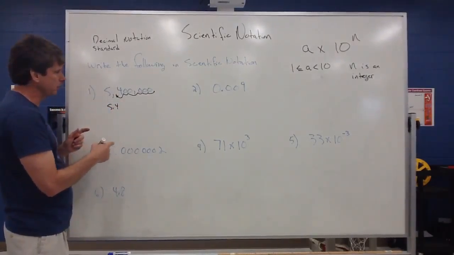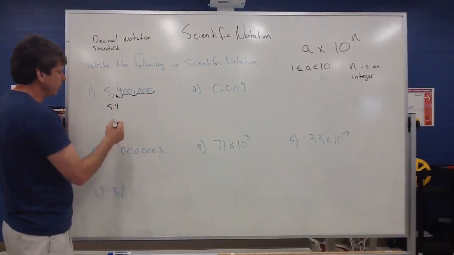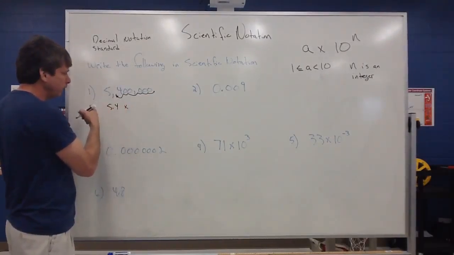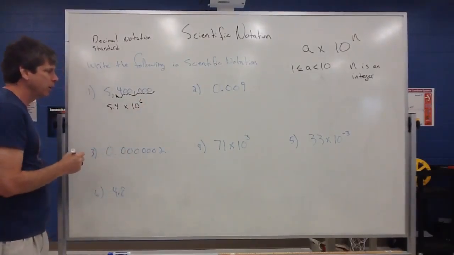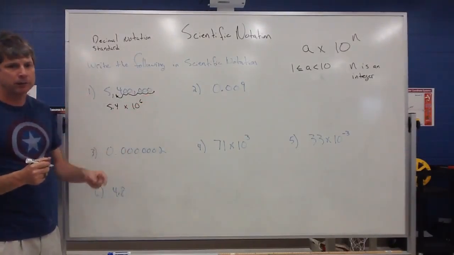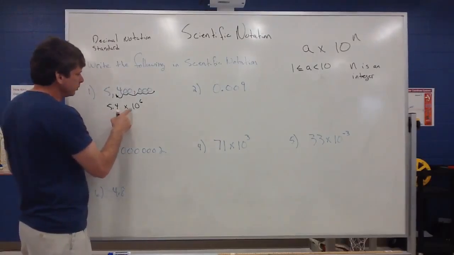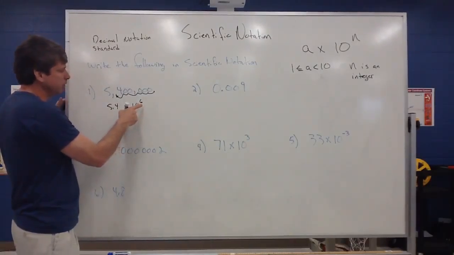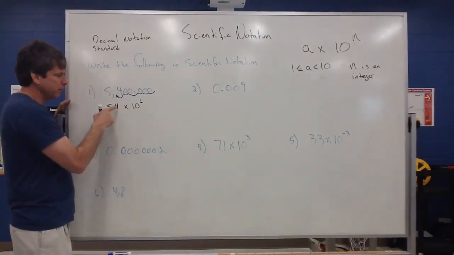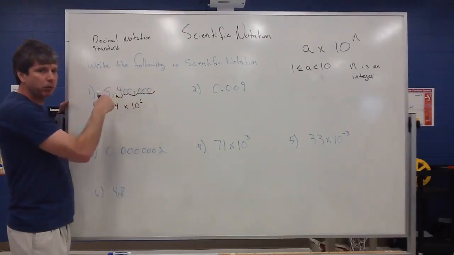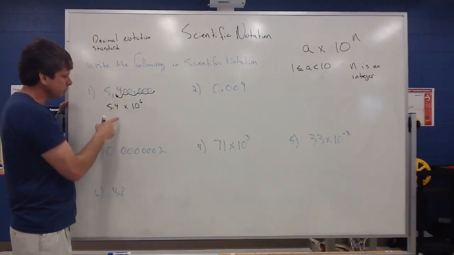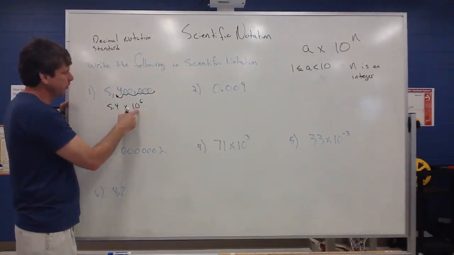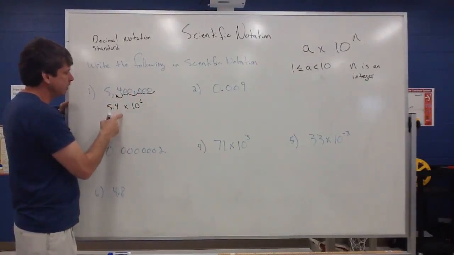5.4 is between 1 and 10. And we had to slide the decimal over 6 spots. Since we lost 6 spots, I got to put a 10 to the 6th power to put those 6 spots back in. So 5.4 times 10 to the 6. Remember, 10 to the 6 means to move the decimal 6 places to the right because you're multiplying by a 10 six times. So this is equivalent to this. So 5.4 times 10 to the 6 is in what we call scientific notation.